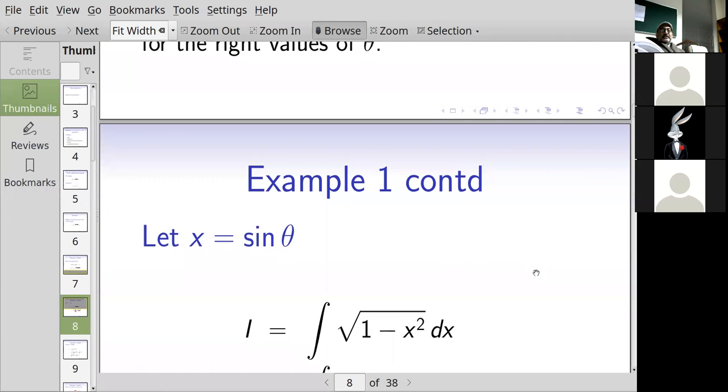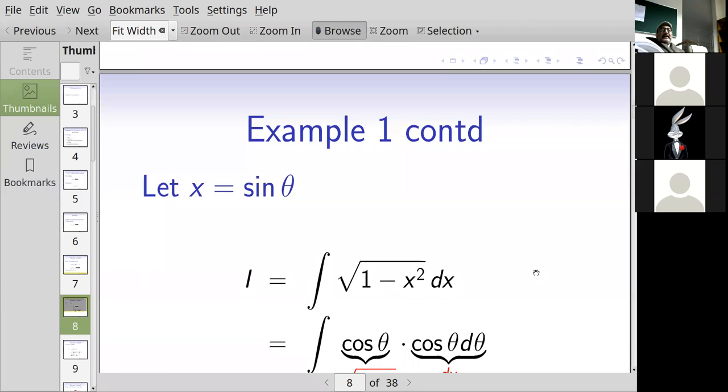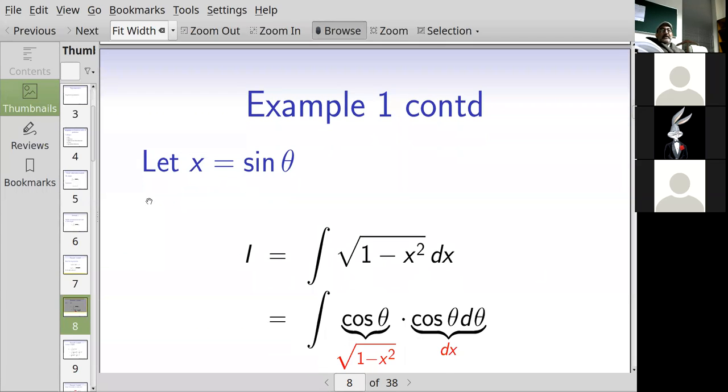So here the substitution would be x is equal to sine of theta. Now remember, if you're making a substitution and you're saying that x is going to be some function of theta, then your dx is also going to involve theta. When you do your substitution, you don't want to leave any x's in the problem. Everything then should be in terms of theta.